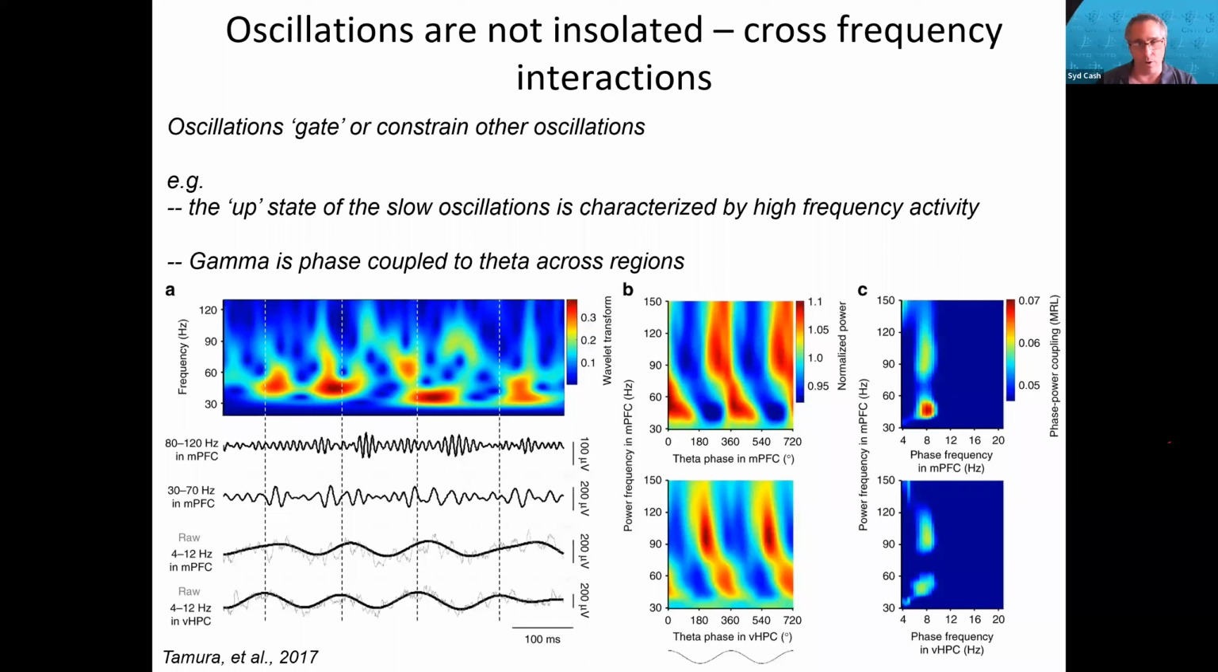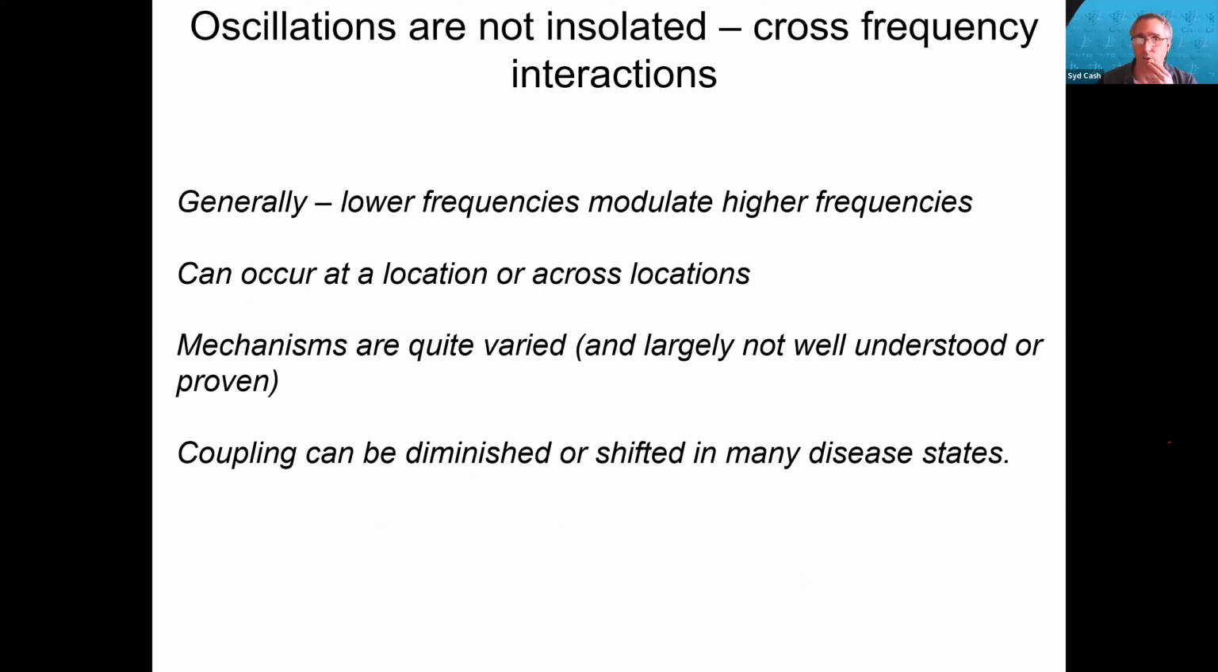Generally, though, it's the lower frequency gating the upper frequency, or affecting the upper frequency, that has been shown. This can occur at a location or across locations, from one area to another. Often the hippocampal theta gating cortical gamma, for example, is one example that's often seen. The mechanisms that have been suggested for this are quite varied, and they're really not well understood or well proven, exactly what the cellular interactions and network interactions are that allow this to happen. And more evidence is coming out that this coupling can be diminished or shifted or altered in many different disease states.